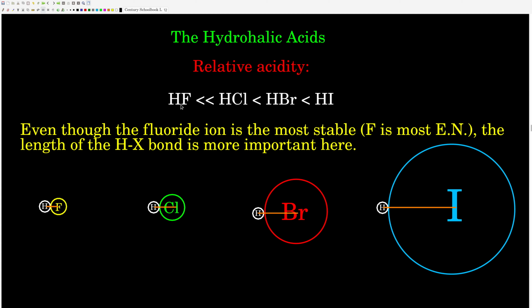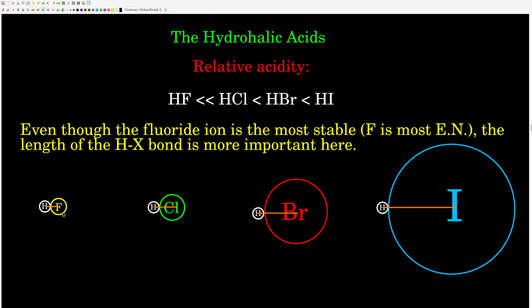Hydrofluoric, okay, so we're going to see later on, we have what we call strong acids and weak acids. You probably saw that in Chem 101. Hydrofluoric acid is a weak acid. The rest of these are strong acids. Now here, even though the fluoride ion is more electronegative than chlorine, which is more electronegative than bromine, which is more electronegative than iodine, that effect in this case is not as important as the bond lengths.